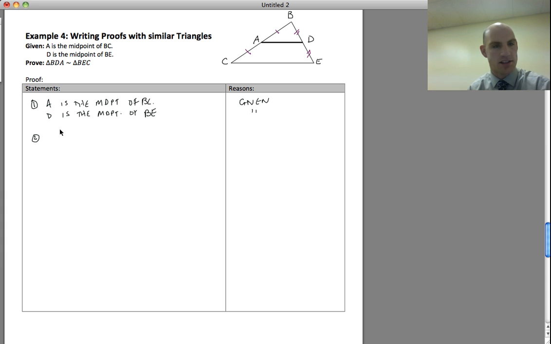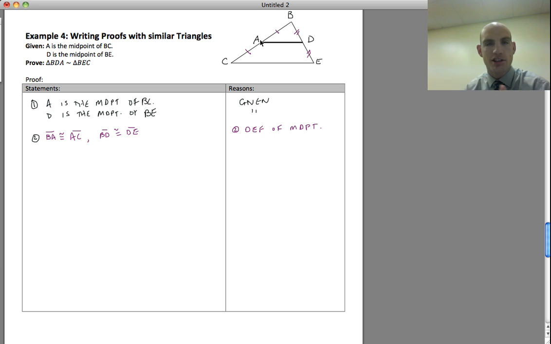If we start to talk about the sides, we can say that BA is congruent to AC, because if A is the midpoint, then that means that it divides it directly in half. Also, we know that BD is congruent to DE. The reason for each of those is the definition of midpoint.